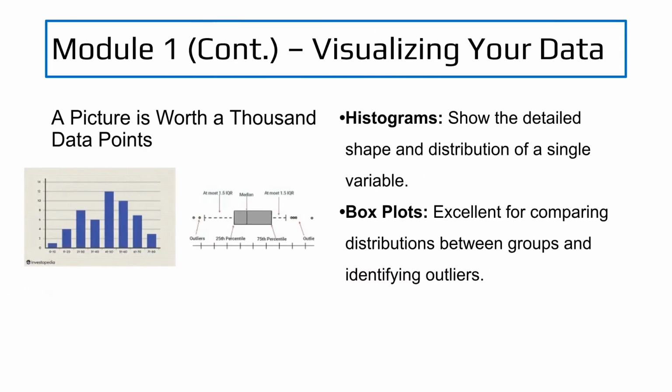To make your data more visible, a picture truly is worth 1,000 data points. Two essential tools are histograms, which show you the detailed shape and distribution of your data, and box plots, which are fantastic for comparing distributions between different groups and quickly identifying any outliers. Now, there is much software that can make nice histograms and box plots easily.